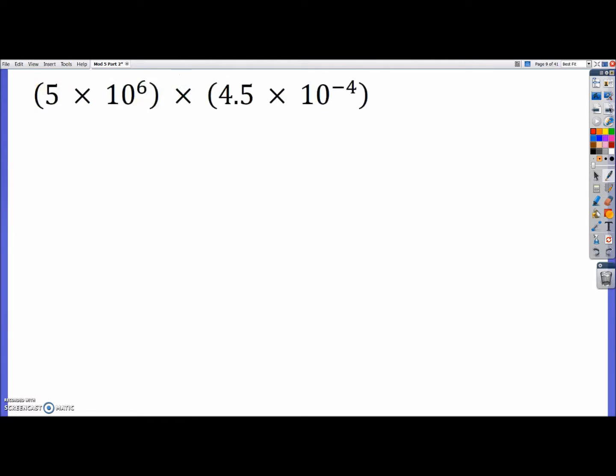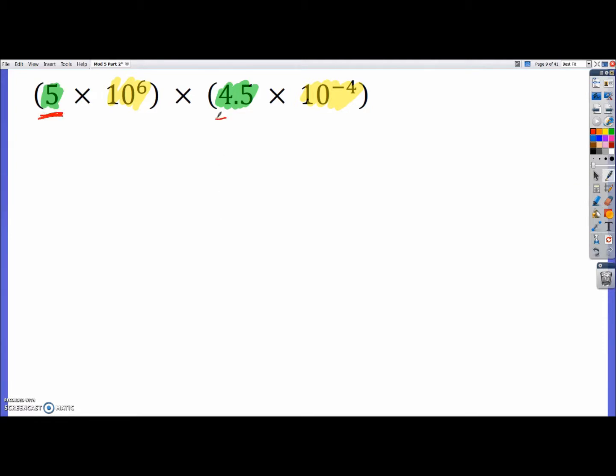All right, so let's go ahead and look at the next one. Similar idea. We're going to treat this one the same: we're going to be multiplying the whole numbers with each other, the numbers in front. And we are also going to be multiplying the base 10 with the exponent, and we're going to keep the rules of exponents the same.